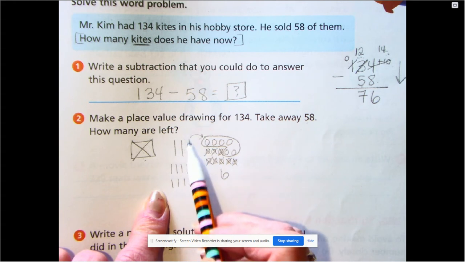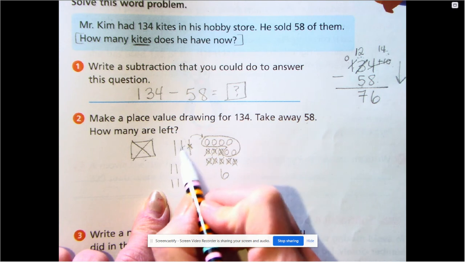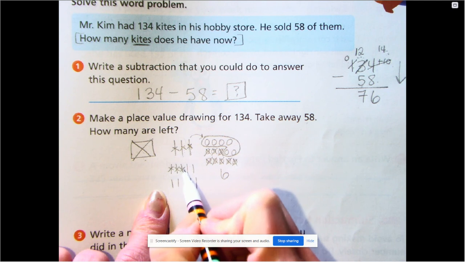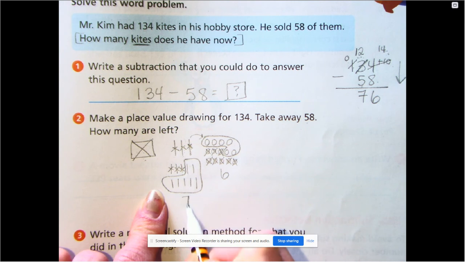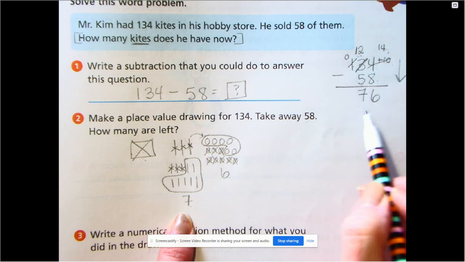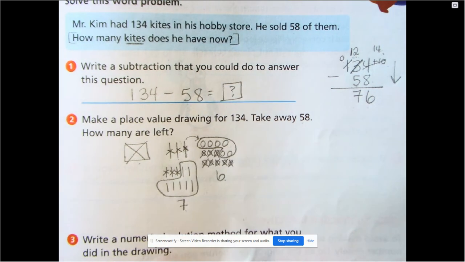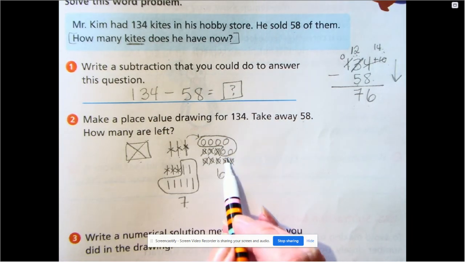Okay, I want to take away 5 tens or 50. So let's take away 1, 2, 3, 4, 5 tens, and look what's left. 7 tens, which is 70, and 6 ones, which is 76. Okay, so when we're subtracting, now we're breaking apart the hundreds and the 10 sticks so that we can make smaller pieces and we can actually remove them.